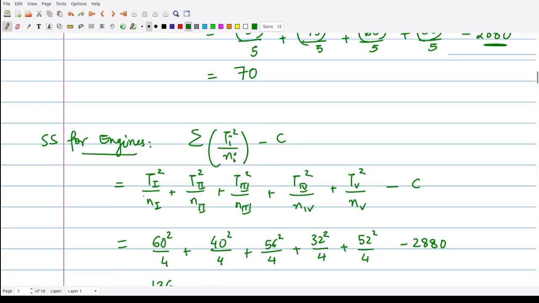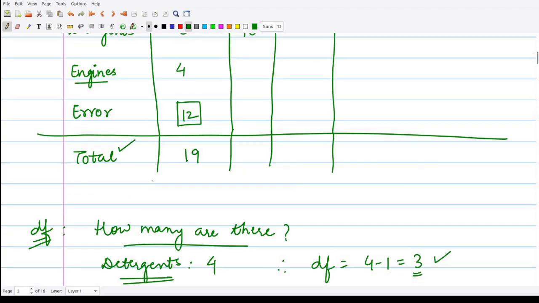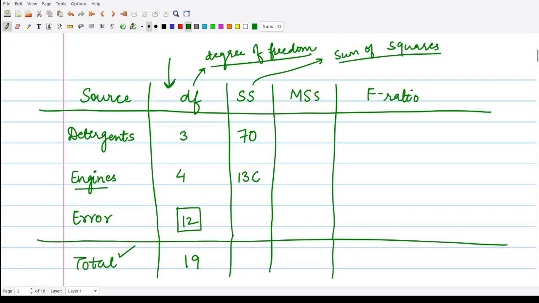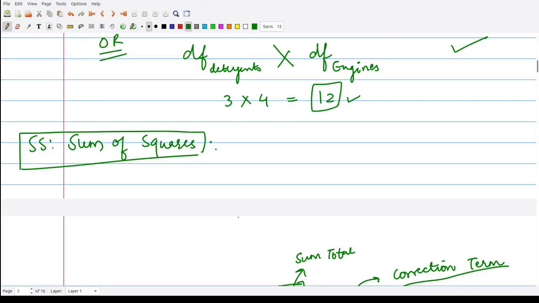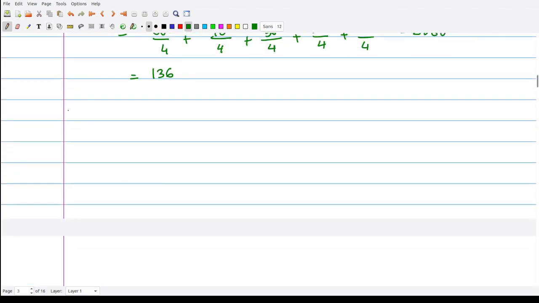So we'll substitute this value over here. So this is your 136. Now we will calculate again for total. This we do not know how to calculate, so we'll calculate SS for total. So here, what is the formula? Formula is summation xij square minus C. Now small xij means it is for every single data value that you have.